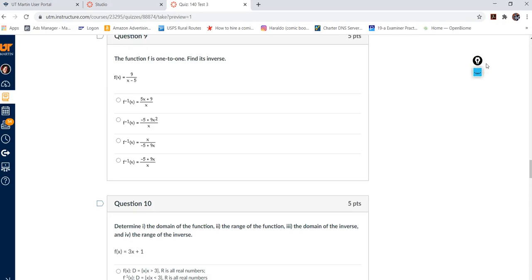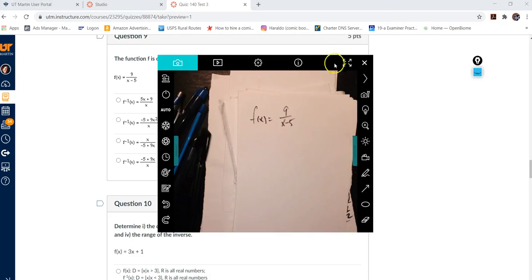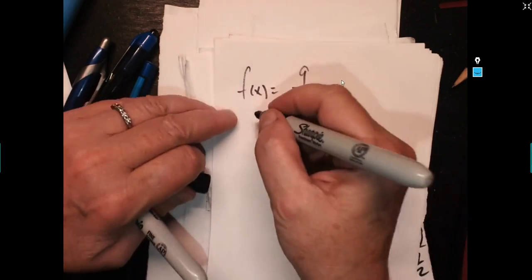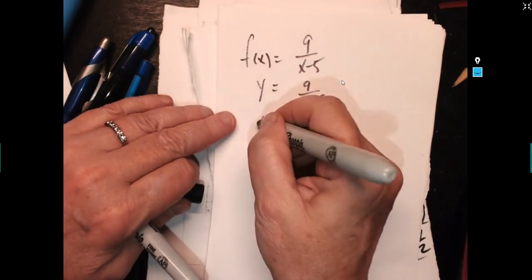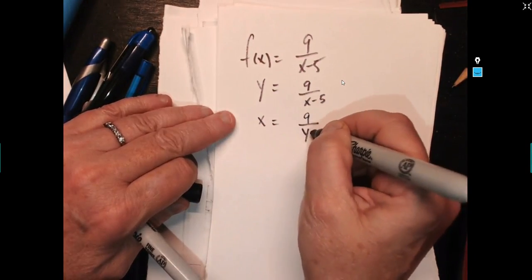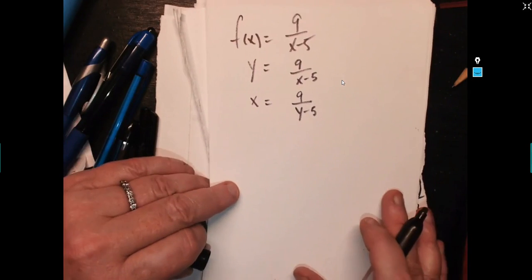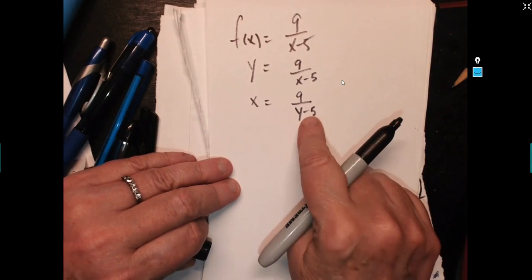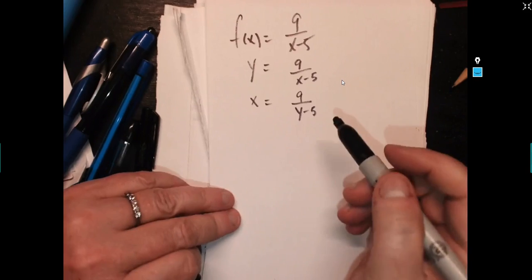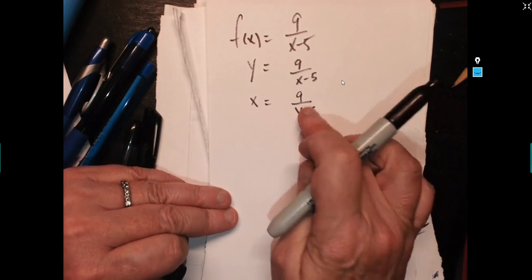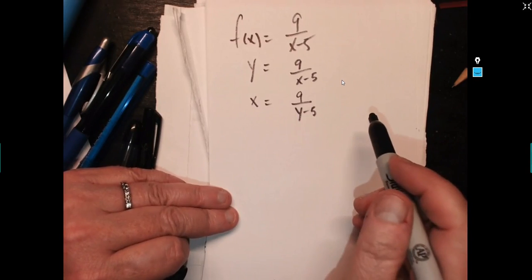F of x is equal to 9 over x minus 5. Okay. So the first thing you have to do is rewrite this with a y. And then you have to swap x and y. Then you have to solve for y. You have to get y by itself. So I see a lot of papers back in the olden days when we had things submitted on paper, and the first thing someone would try and do is add 5 to both sides, thinking that would leave... No, you can't do that.